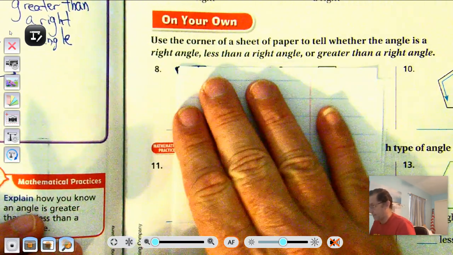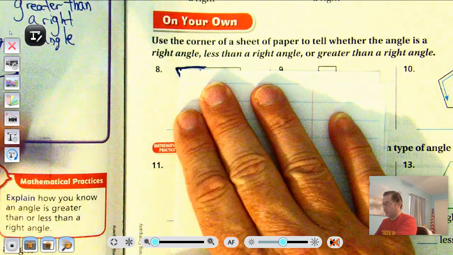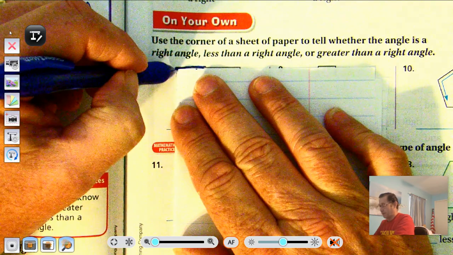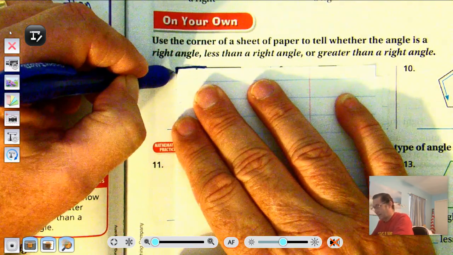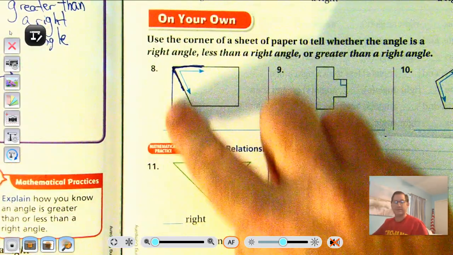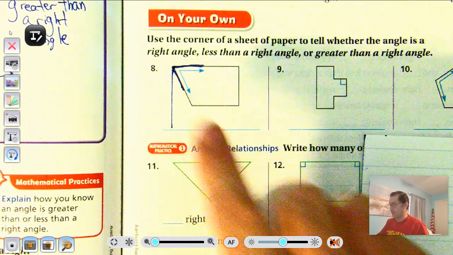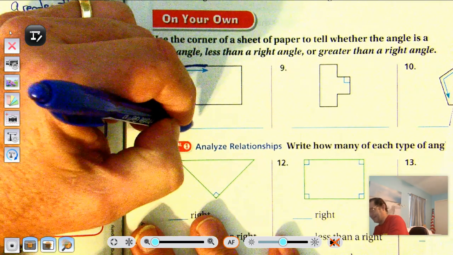Let's put your paper, the edge of it, against the top line segment. Put the corner at the vertex. And so if it was a right angle, I would be able to see the other part of it. See this? Okay. But it's not. This is on the inside. It was covered by the paper. So this is less than.